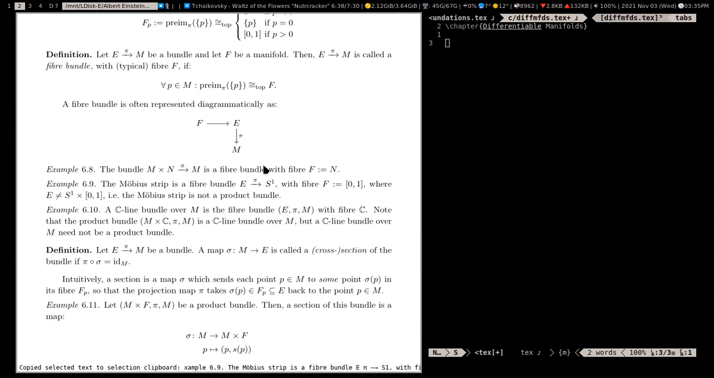Further, we can see that if you have a complex line, right? If you have this C line bundle over M, that can also act as a fiber bundle with that complex line as the fiber. But if you have the product bundle with the complex line, that is M cross C, then this bundle is over M, and this time the fiber is C.